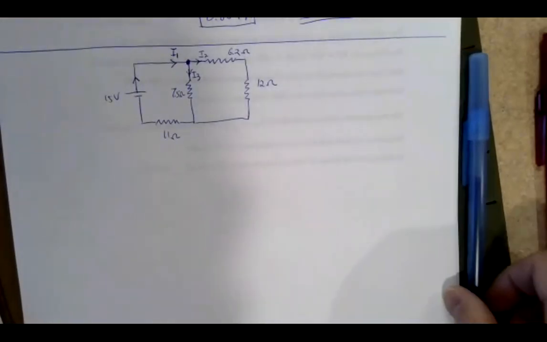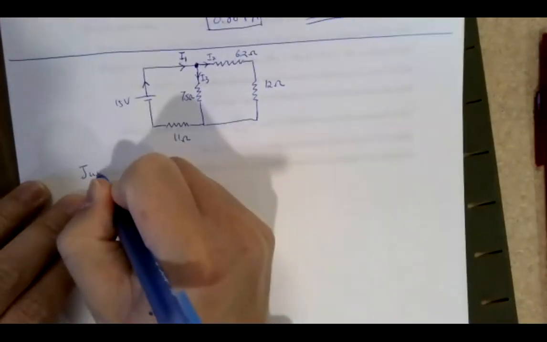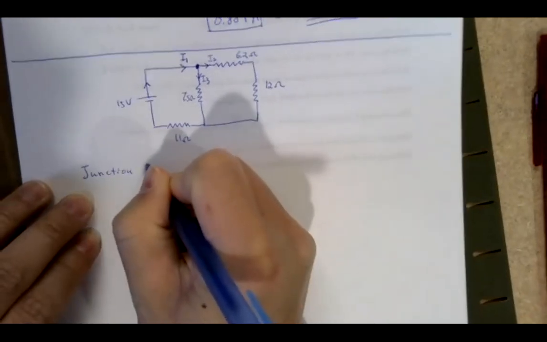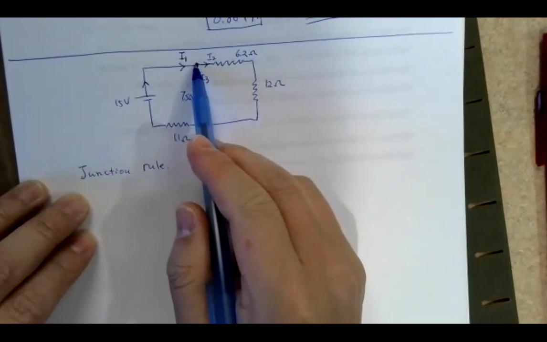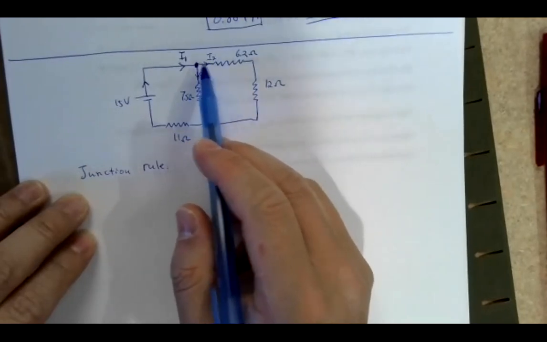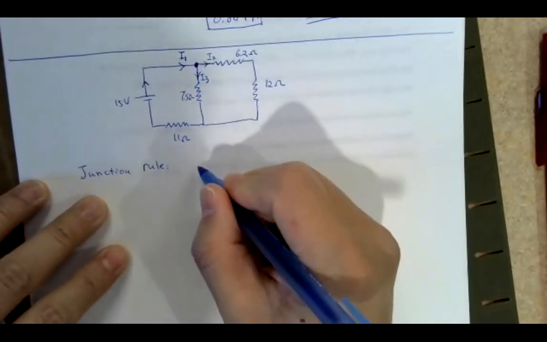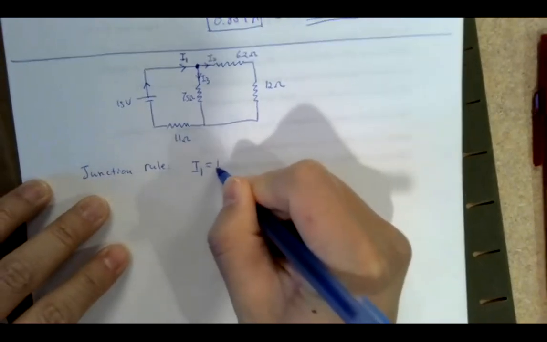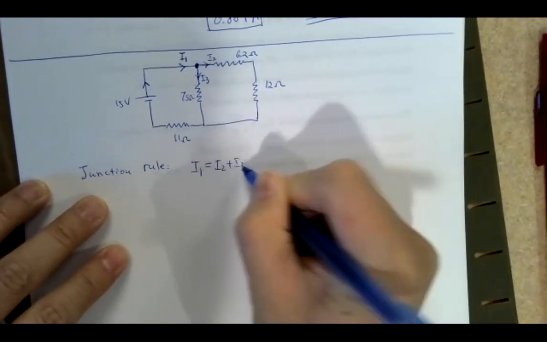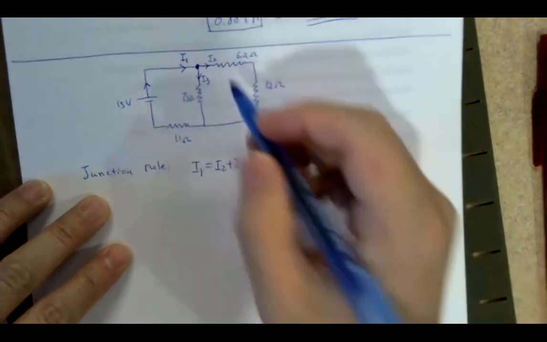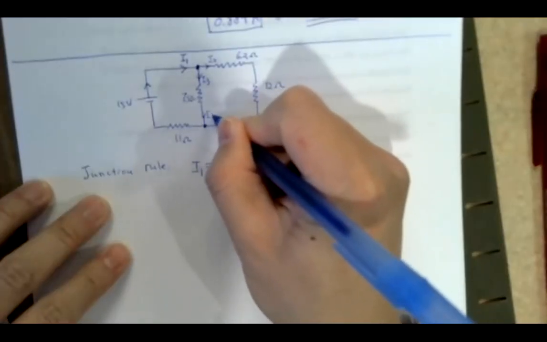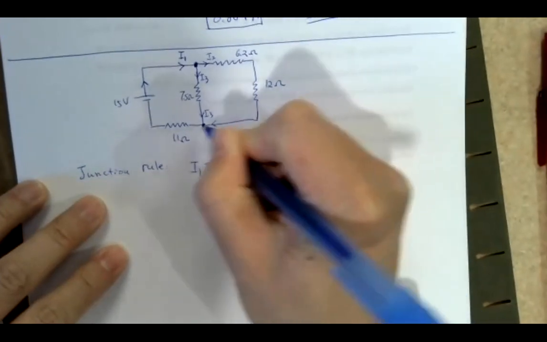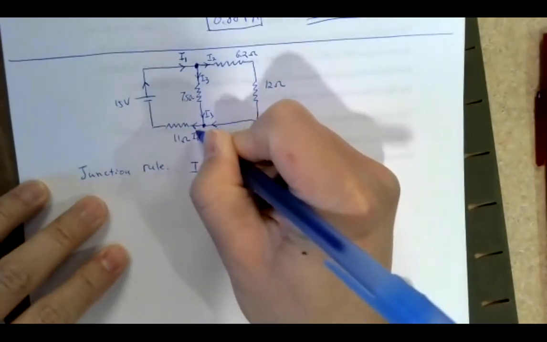For the junction rule, it basically says the current going into one junction should be equal to the current going out of that junction. So you can write I1 is equal to I2 plus I3. Simply like that. Now there's another junction at this point where I3 comes in, I2 comes in, and then I1 goes out.